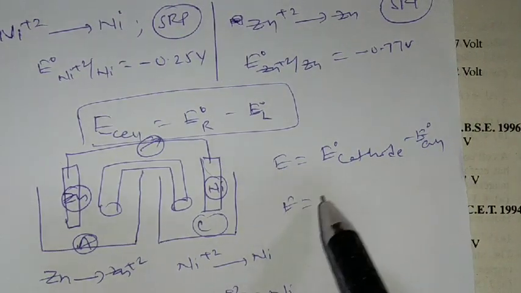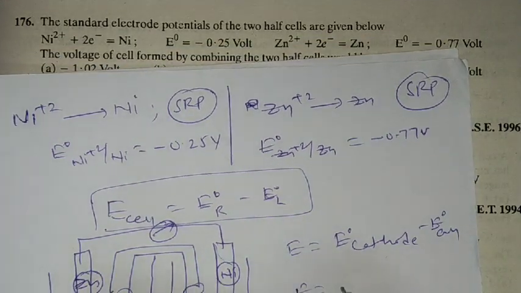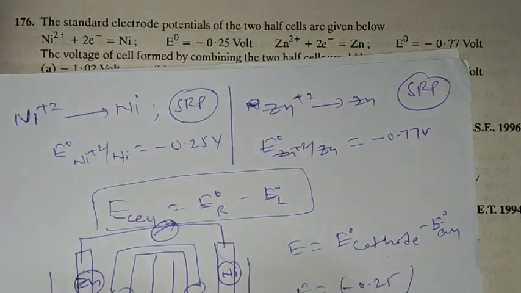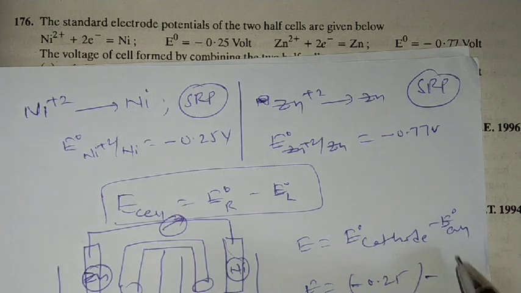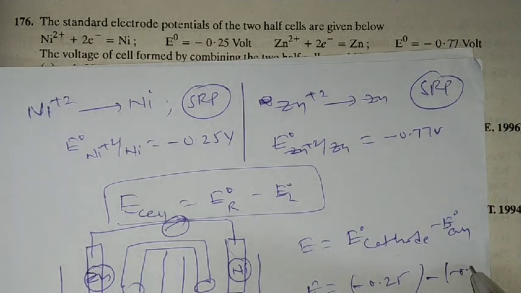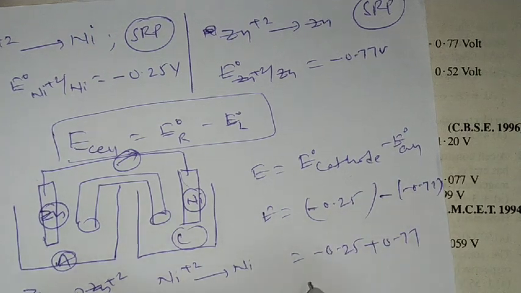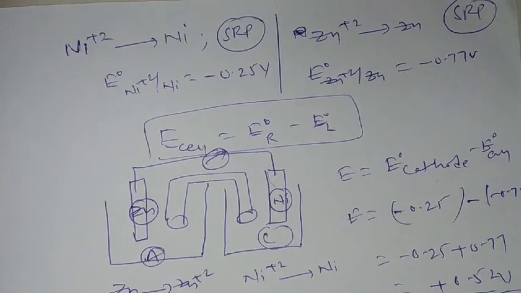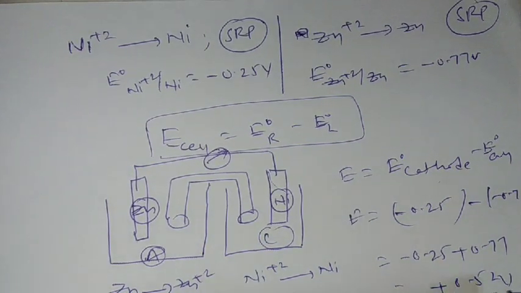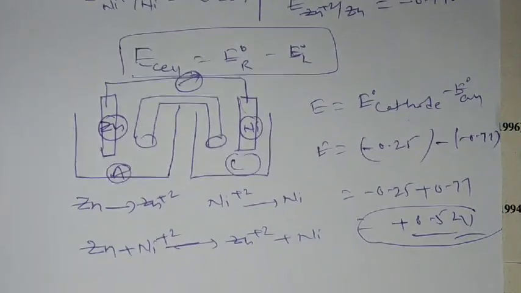Now E equal to E naught of cathode. How much is given? Minus 0.25. That means the nickel value, minus the anode value, since oxidation means anode, E naught of anode. How much is given? Minus 0.77. So minus 0.25 minus into minus, plus 0.77. If you simplify, you'll get plus 0.52 volts. That means the zinc and nickel galvanic cell can produce 0.52 volts. Is it clear? So very simple model.